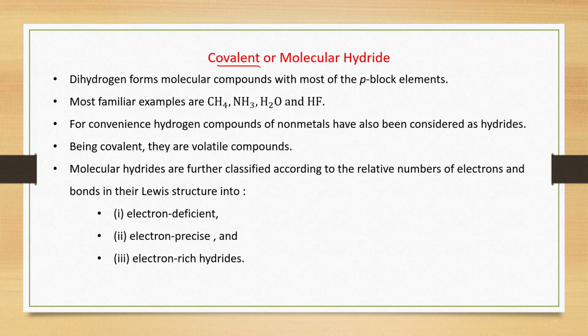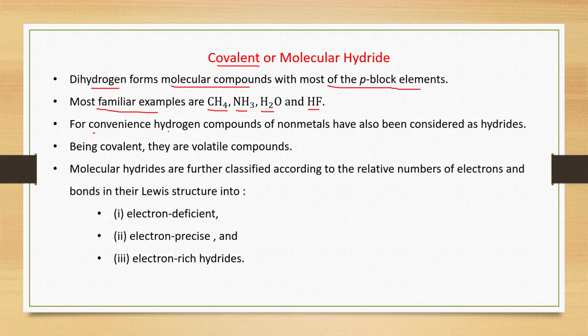Next one is covalent or molecular hydride. Dihydrogen forms molecular compounds with most of the p-block elements, or simply, hydrides formed with the p-block elements are known as covalent or molecular hydrides. Most familiar examples are CH4 methane, NH3 ammonia, H2O water, HF hydrogen fluoride.